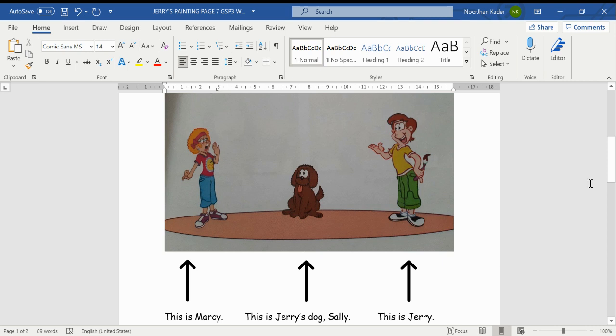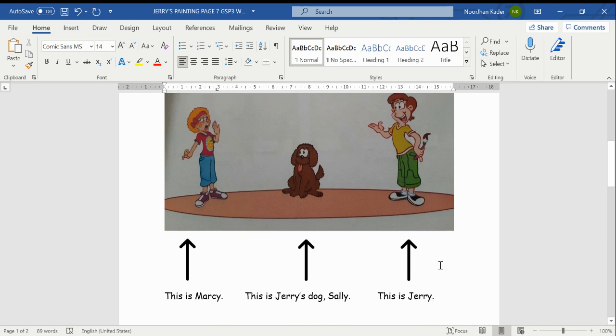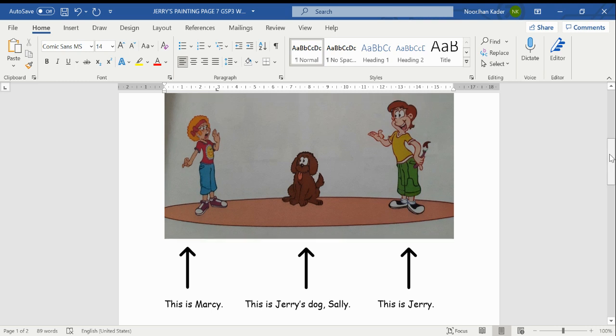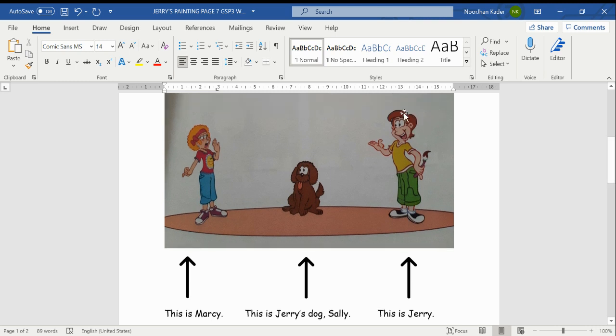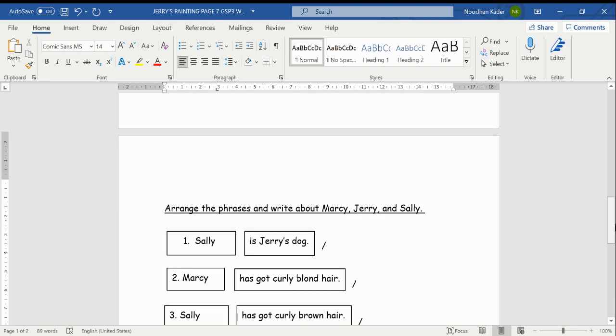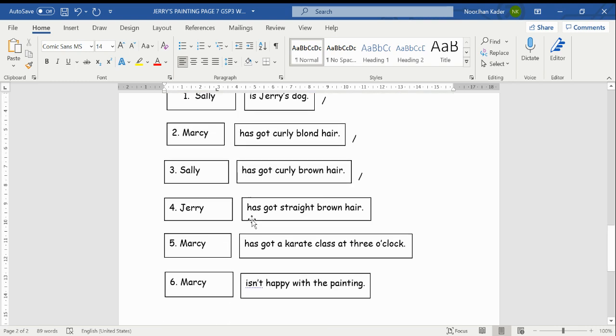Jerry, this is Jerry. This is Jerry. Okay, Jerry. Jerry has got straight brown hair. Okay, let's see whether the sentence is correct. Okay, Jerry has got straight brown hair. Yes, that's correct.